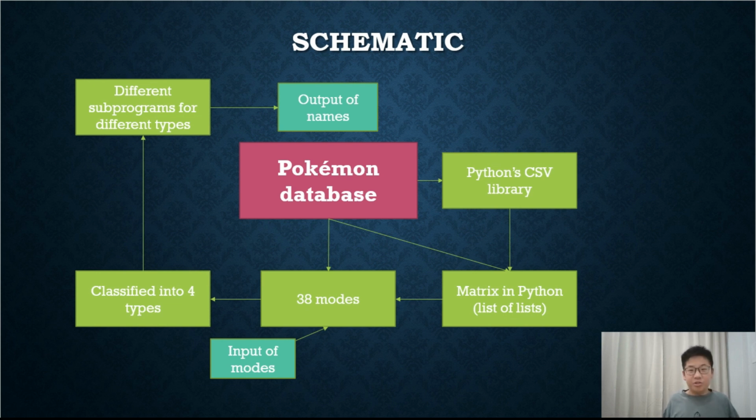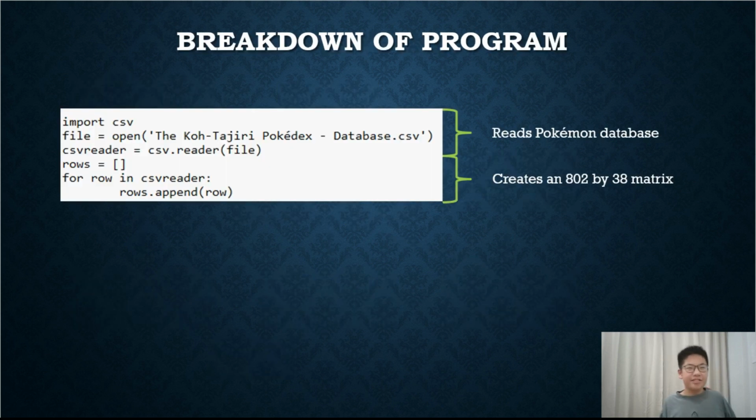And so I used it to create 38 modes, and I put the input of modes. I classified them into 4 types: numerical, type, name to attribute, and abilities. Obviously there will be different subprograms for the different types of modes. But trust me, these will all work similarly, and then you have the output of names. I'll be posting the source code here in the presentation, as you can see here.